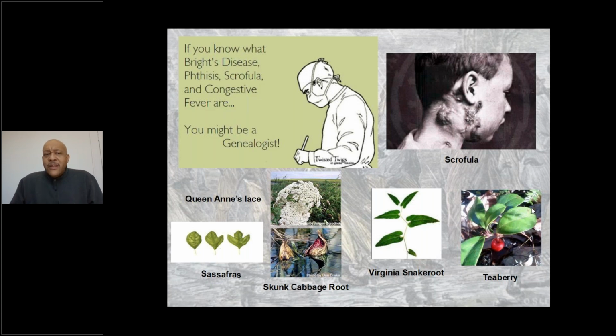These are just some things that I ran into while I was doing some research. The picture up to the left, when I realized I knew what scrofula was and congestive fever was, I was like, wow, I must be really getting better at this genealogy thing. Dr. Still was known to have a cure for scrofula. He used local plants like Queen Anne's lace, sassafras root, skunk cabbage root, Virginia snakeroot, and teaberry.